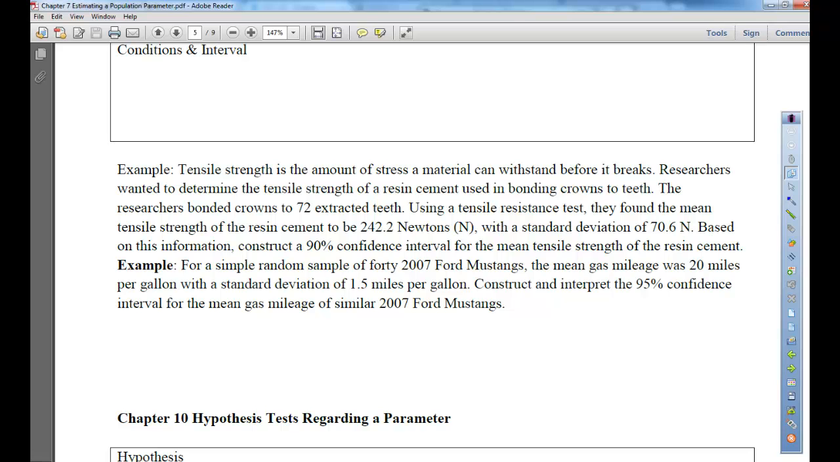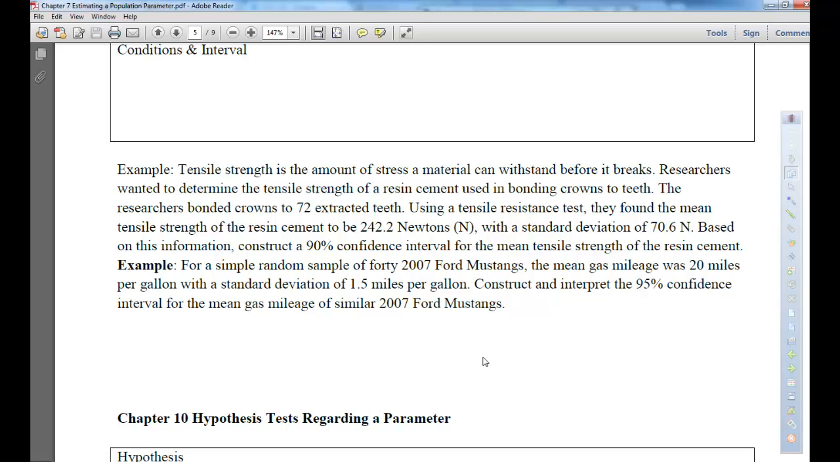Okay, we got this problem regarding tensile strength. Tensile strength is the amount of stress a material can withstand before it breaks. Researchers wanted to determine the tensile strength of a resin cement used in bonding crowns to teeth.